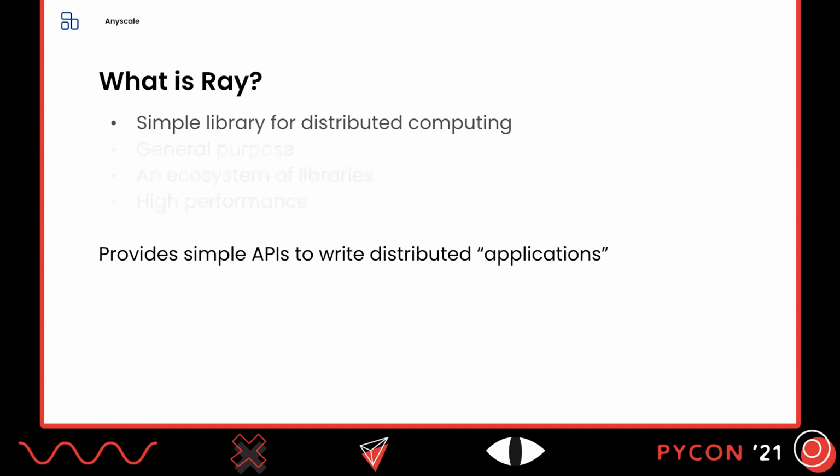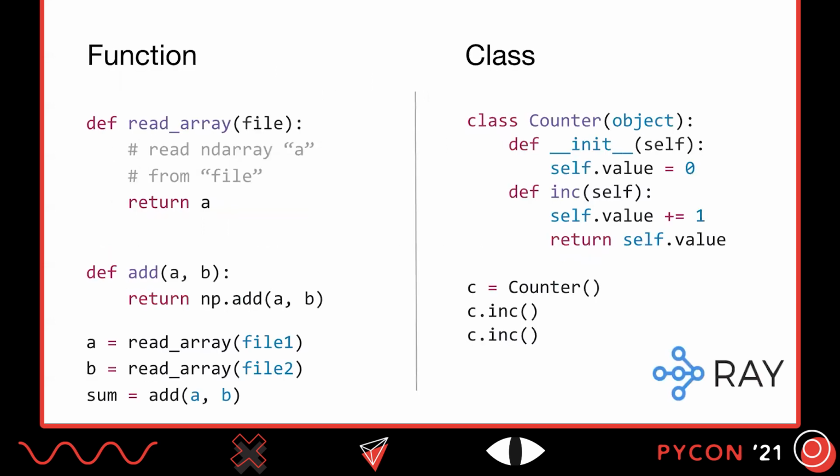Firstly, Ray provides simple APIs to write distributed applications. Normal Python programs usually consist of functions and classes. In this case, you have two functions: reading an array from a file and adding arrays together. And this is another class example. You have a counter class, which you just define, and you can increment the internal attribute using the increment method. This is a very simple programming model and everyone understands it if you're writing code.